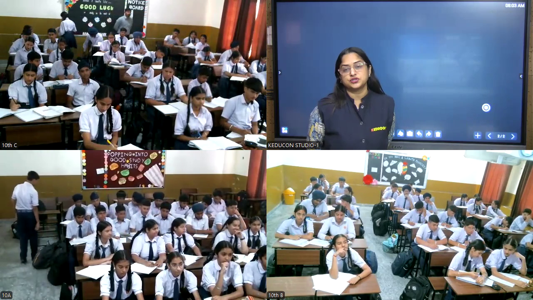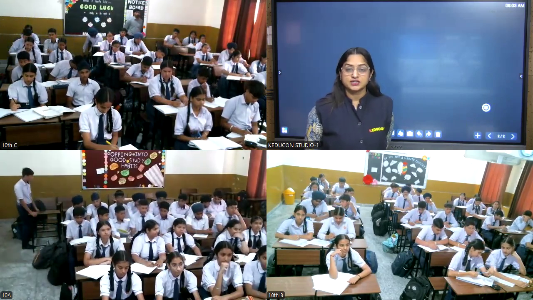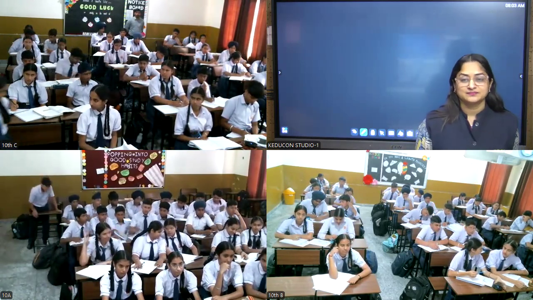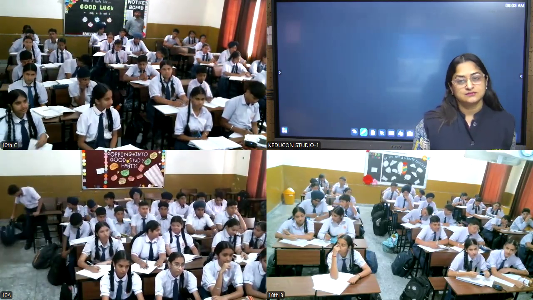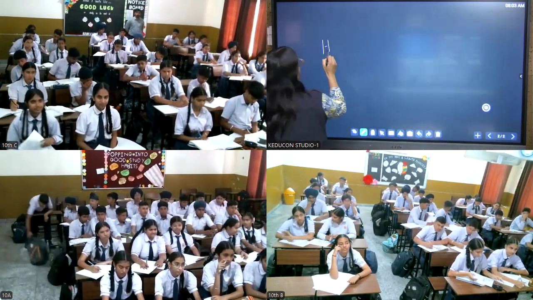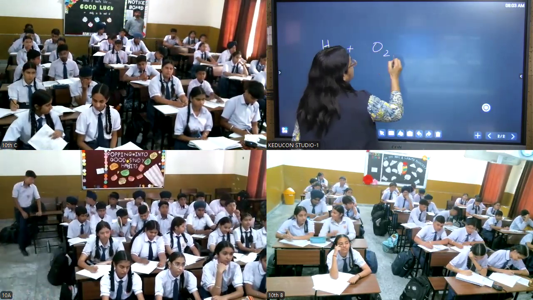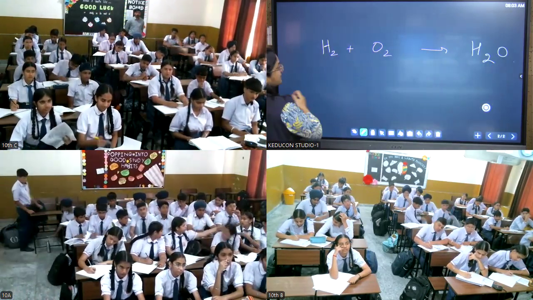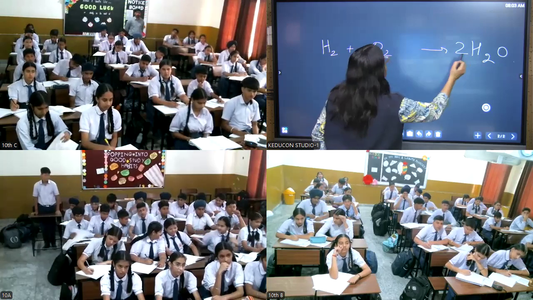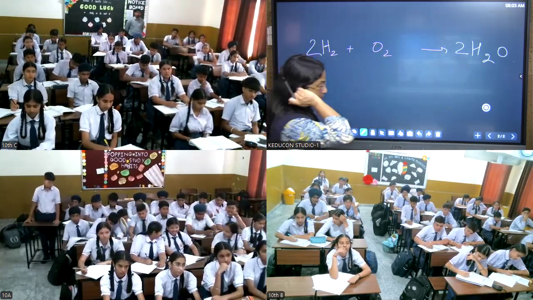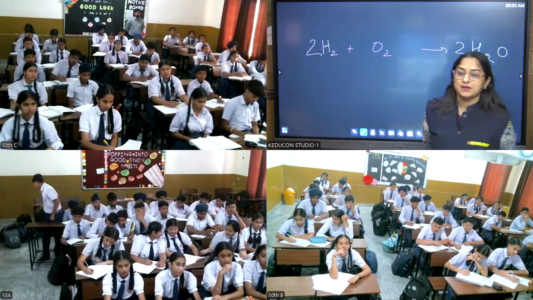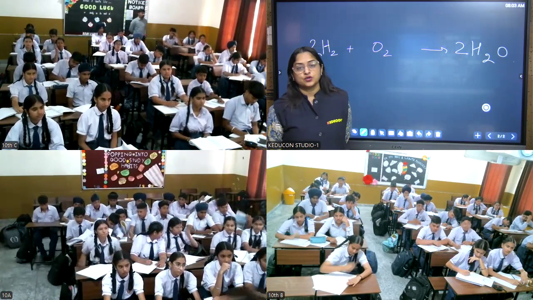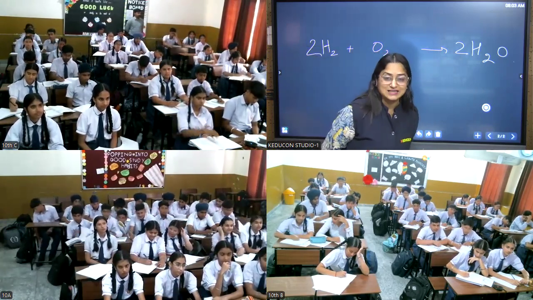Any reaction which you know is a redox reaction, in which something is getting oxidized and something is getting reduced. H2 plus O2 gives you H2O. If I balance it, it should be 2H2 plus O2 gives 2H2O, because your reaction has to be balanced. It follows the law of conservation. You cannot create or destroy anything. It has to be balanced.